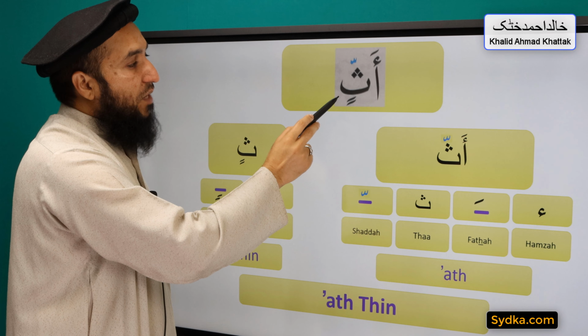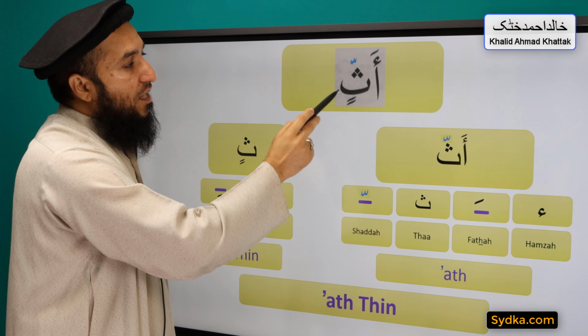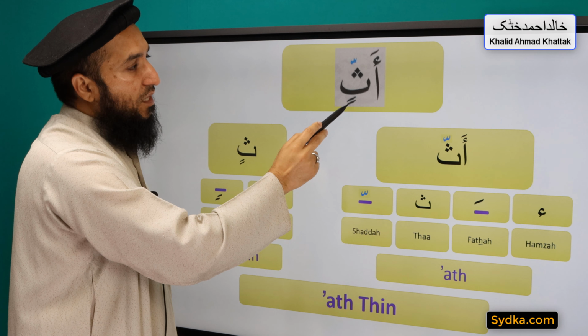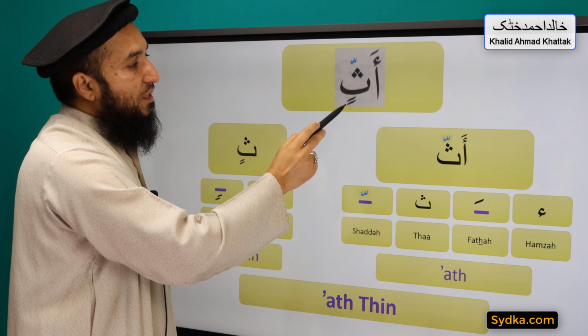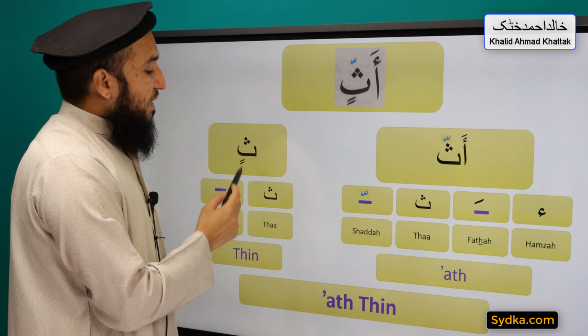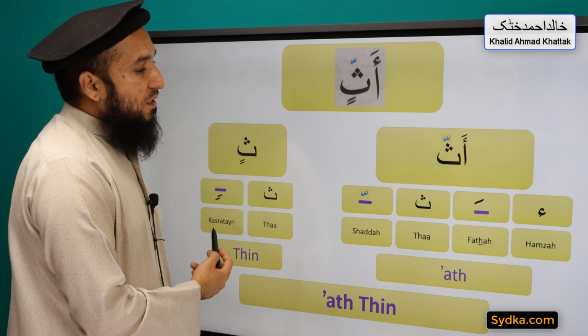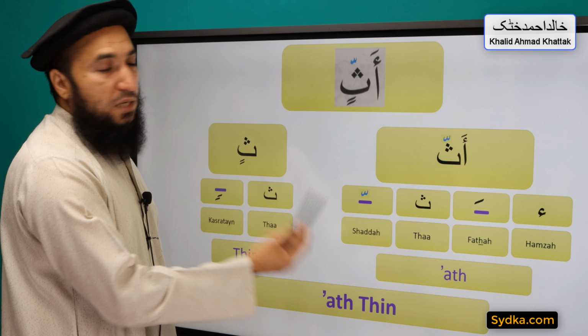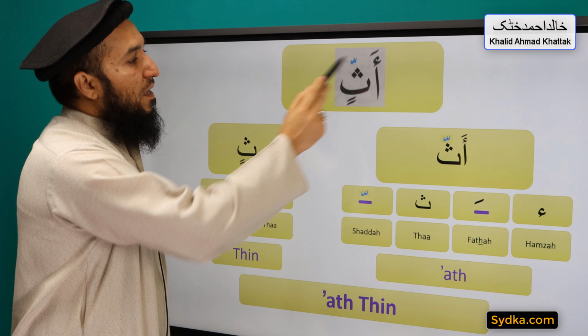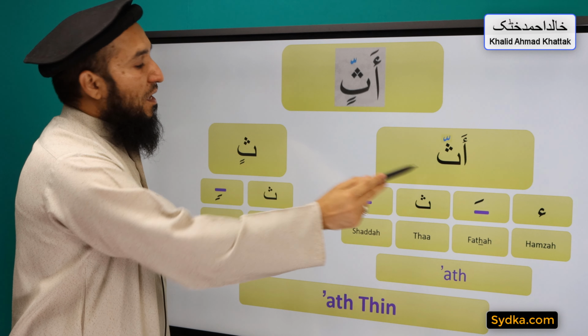The second syllable we have is tha, kasratain, thin. Tha is a light letter, it has kasratain underneath. Tha, kasratain, thin. Combining both syllables together, we have athin, athin, athin.